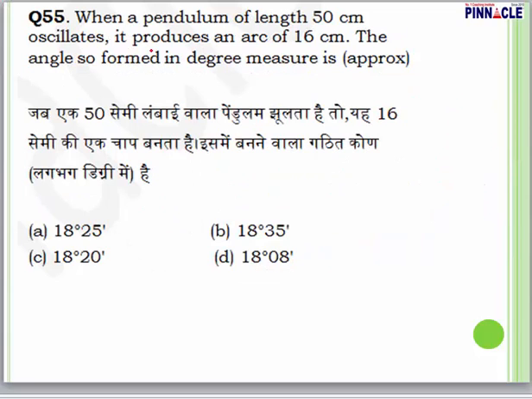Question number 55. When a pendulum of length 50 centimeter oscillates and produces an arc of 16 centimeter, the angle so formed, in degree measure, you have to find. You have to find the value of this.